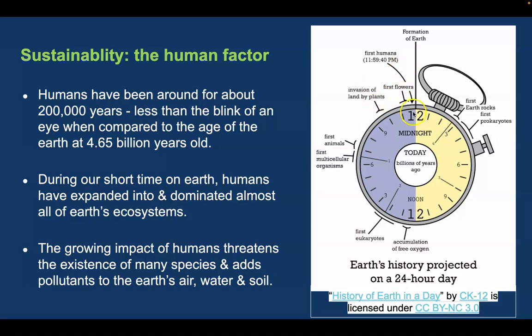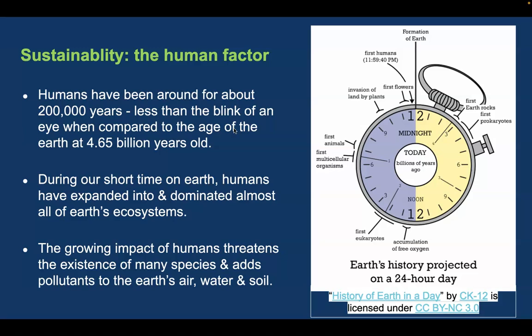Humans have only been around for literally less than a minute, the last 20 seconds. So again, we've been around for such a short time frame. However, we've had a really large impact on the Earth. Humans have been around for about 200,000 years, less than the blink of an eye when compared to the age of the entire Earth at 4.65 billion years old.